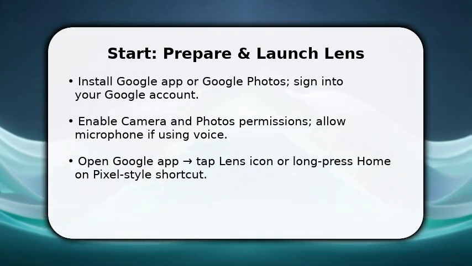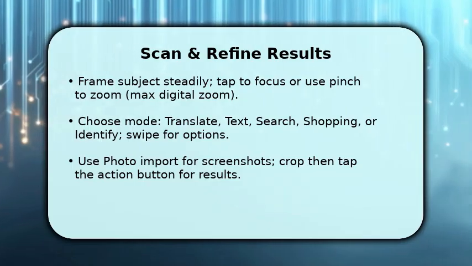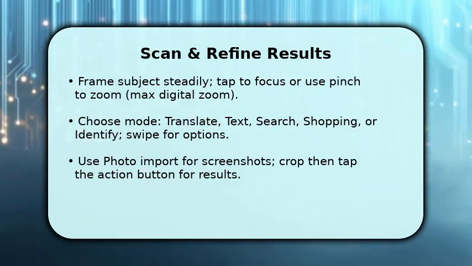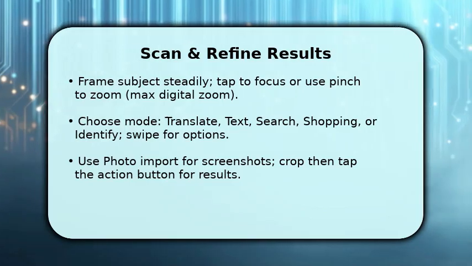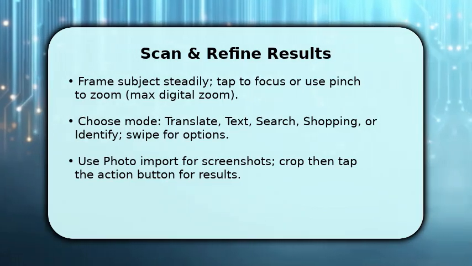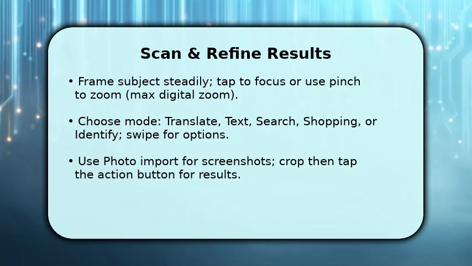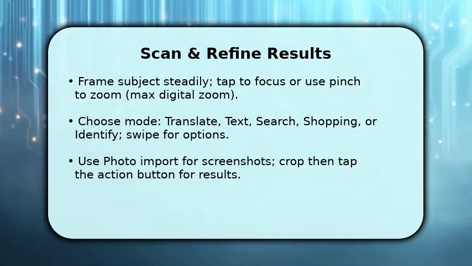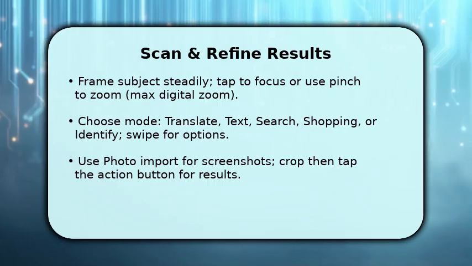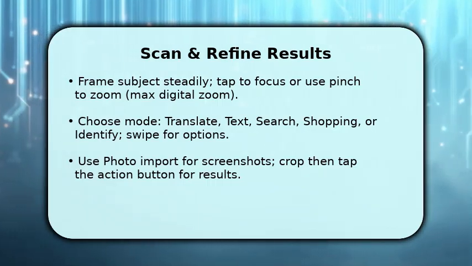Frame the object clearly and steady the phone. Tap the screen to focus and use pinch to zoom for closer detail, remembering digital zoom lowers quality. Once Lens analyzes the scene, pick a mode: translate, text, search, shopping, or identify by swiping through options. Each mode tailors results and actions.